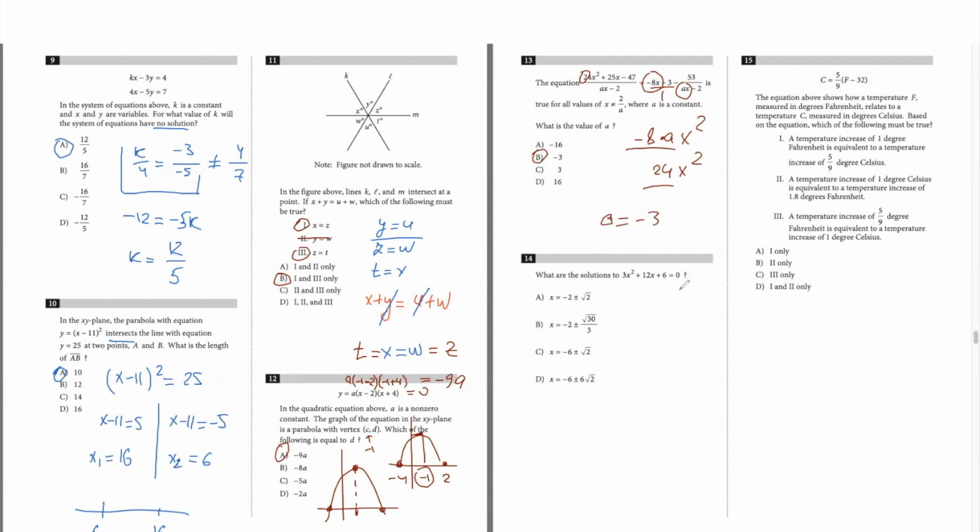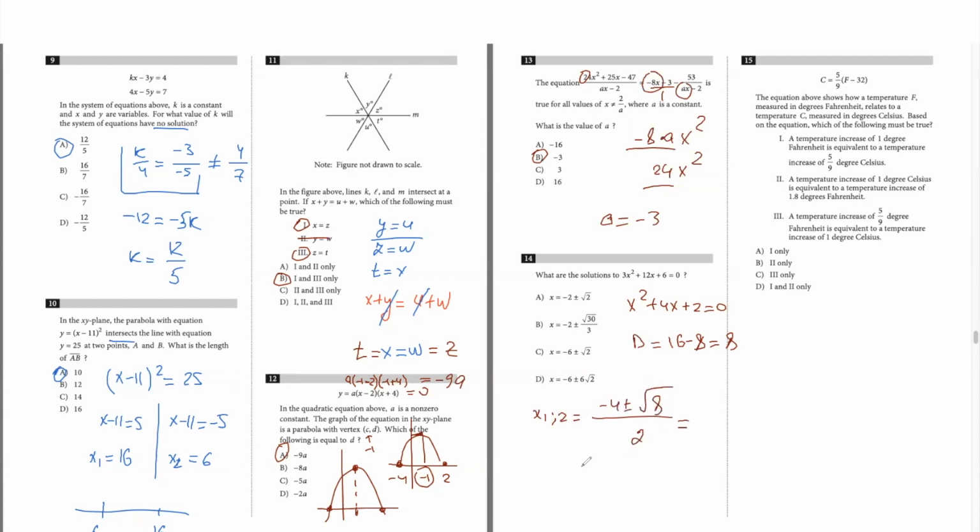14, what are the solutions? Just need to divide both sides by 3. x squared plus 4x plus 2 is equal to 0. We can find the discriminant. Discriminant is b squared minus 4ac. 16 minus 8, that is 8. x1,2 is minus b, which is -4, plus minus square root of discriminant divided by 2a.